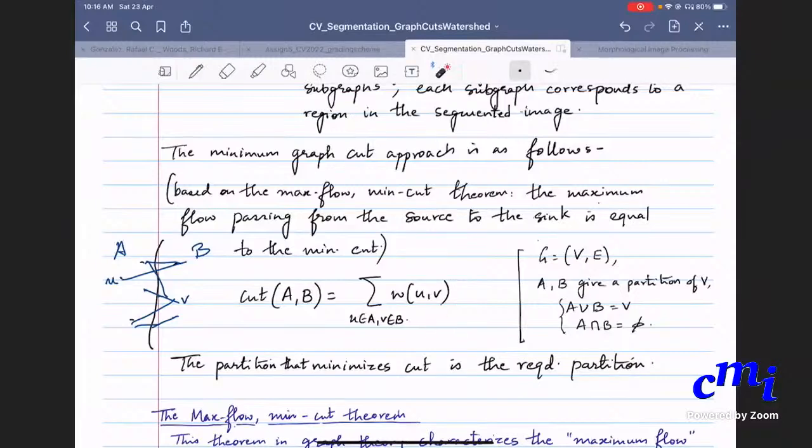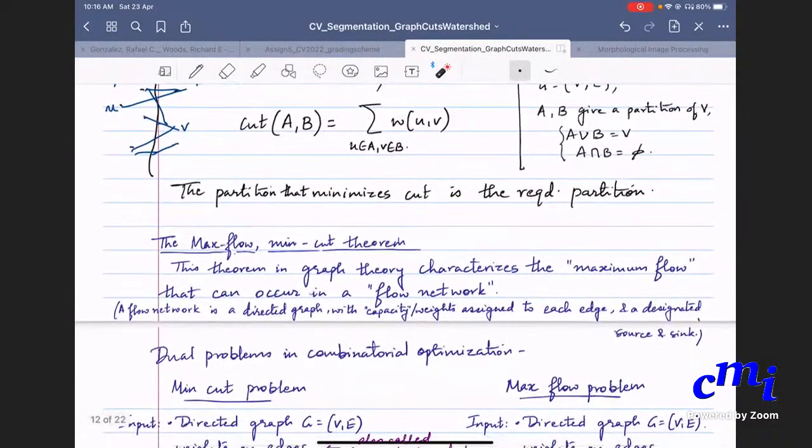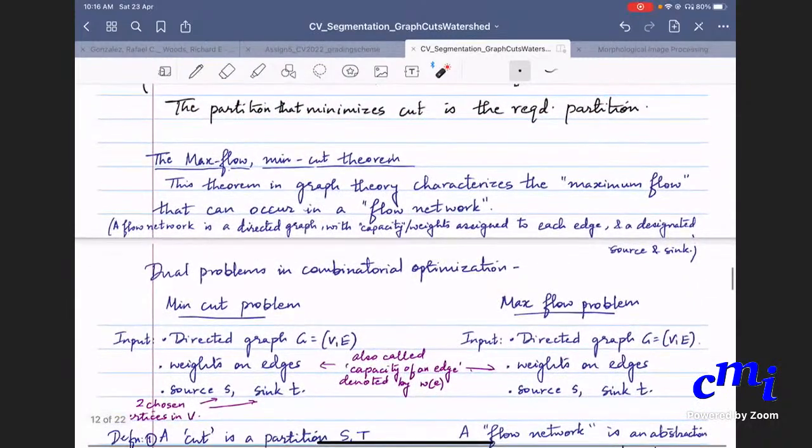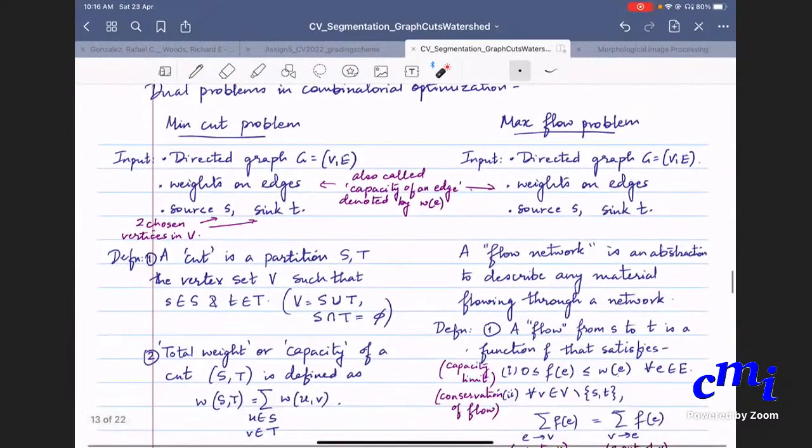And the max flow min cut theorem, actually these are two problems. The max flow is one problem and min cut is another problem, and the theorem says that solving one problem solves the other also. So I'm just describing briefly what these two problems are. These are dual problems in combinatorial optimization. The notation is as before, and the only assumption is that there's a designated vertex called a source and a designated vertex called a sink, for both the problems.